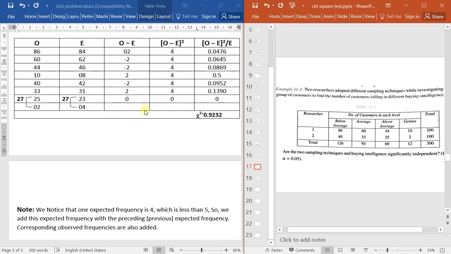You can see here there is no further calculation, because this 4 has been added to the previous value 23 to make it 27. This 2 is added to 25 to make it 27. Okay, now we'll use these two values for the further calculation.